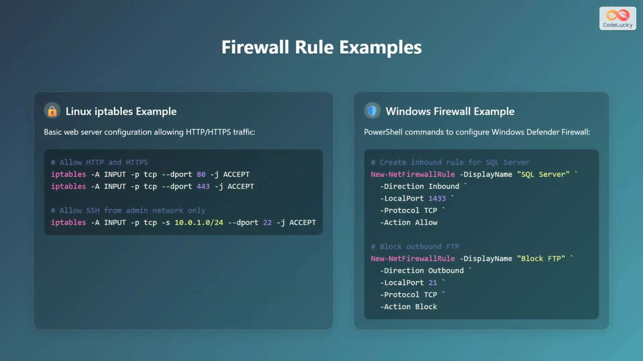Let's look at a few examples of firewall rules. This Linux IP tables example details a basic web server configuration that allows Hypertext Transfer Protocol and Hypertext Transfer Protocol Secure traffic. It also only allows secure shell from the admin network. The Windows Firewall example shows PowerShell commands to configure the Windows Defender firewall, creating an inbound rule for structured query language server, and blocking outbound file transfer protocol.